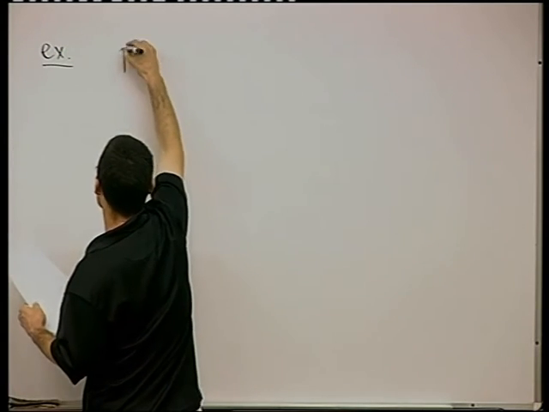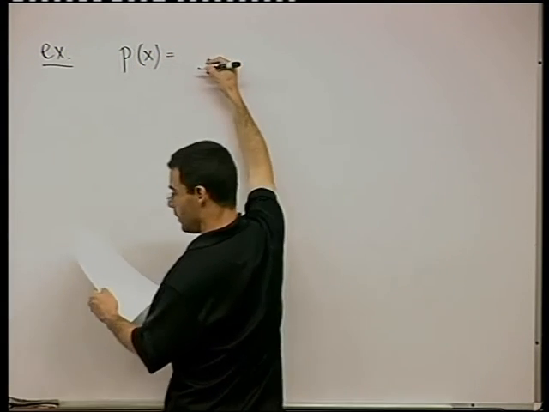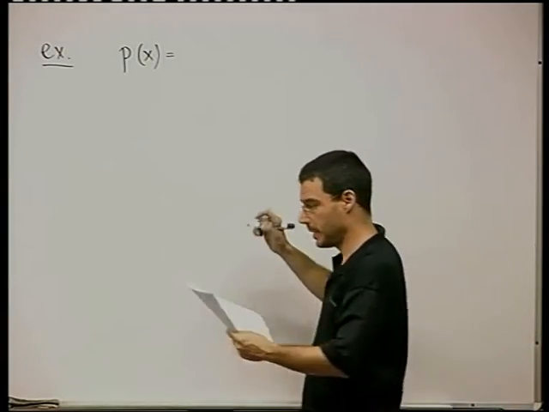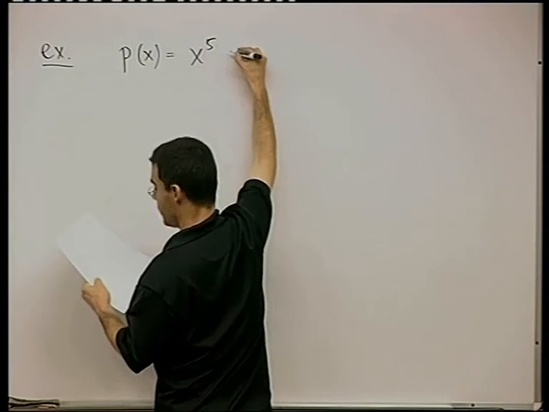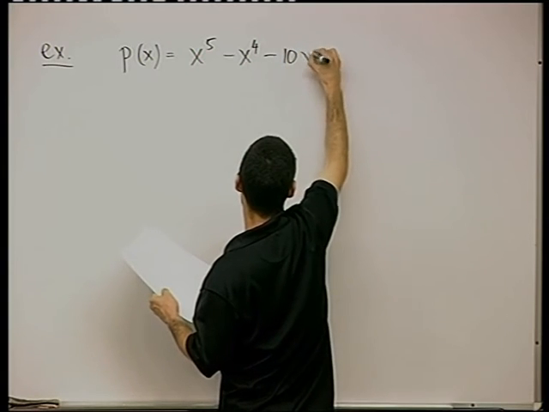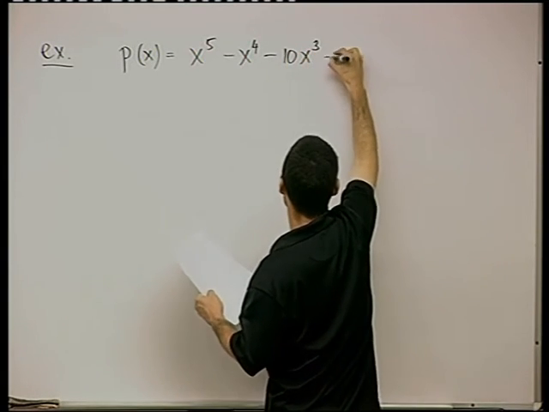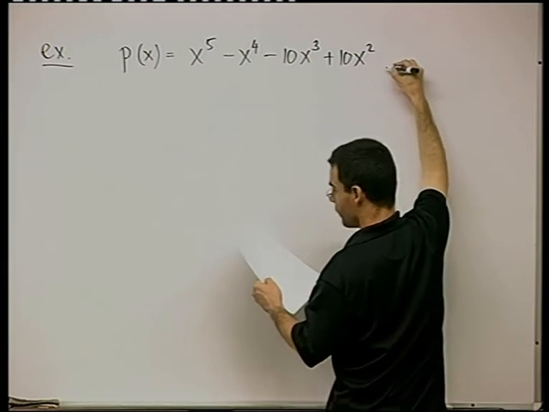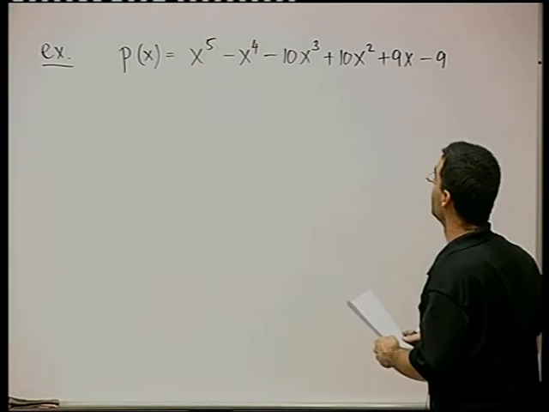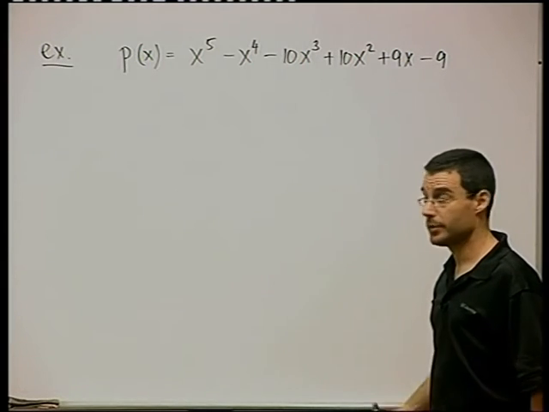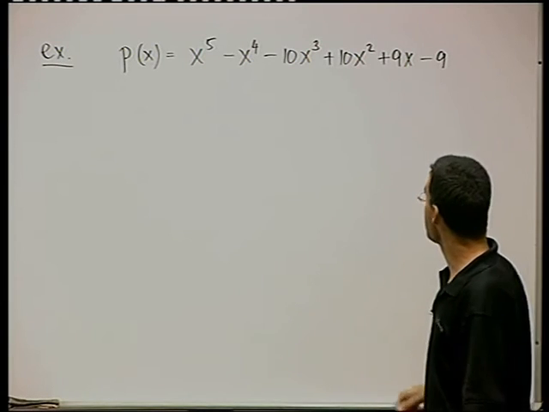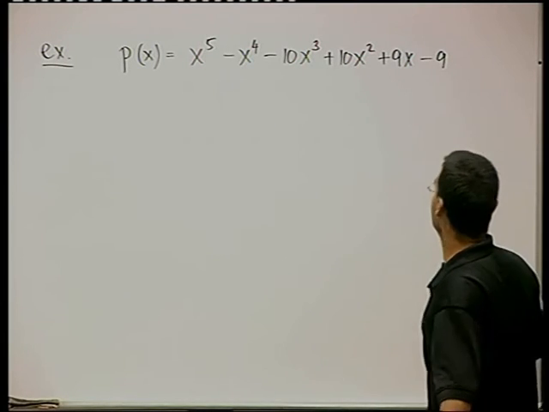Suppose we have the polynomial p of x equals, it's going to be a polynomial of degree 5. So we know that there's no formula. So x to the power 5 minus x to the power 4 minus 10x to the power 3 plus 10x squared plus 9x minus 9. Oh boy. So this is a polynomial of degree 5. We want to find the roots. Okay? So where do we start?